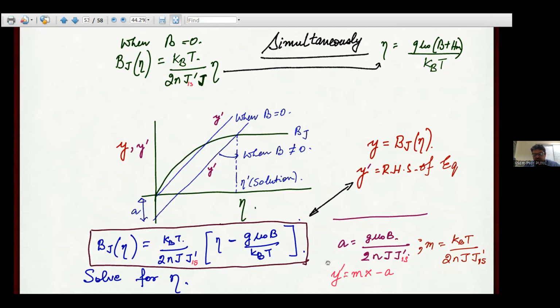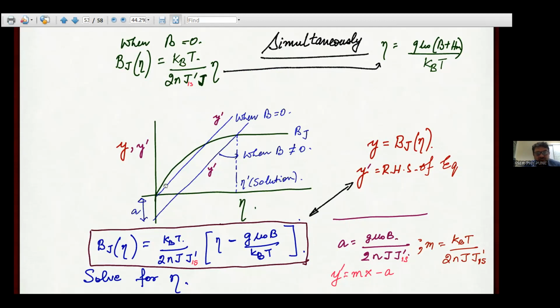On the right hand side of the equation, you have an equation which looks like y dash. The right hand side of the equation looks like mx minus a, where x is eta actually. So this is x, if you like. This is the slope m, and this is something like a, right? If you take these terms inside the square bracket, that's an equation of a straight line. And if b equals 0, meaning the magnetic field equals 0, then a equals 0. Then you have a line y equals mx, which is passing through the origin, right?